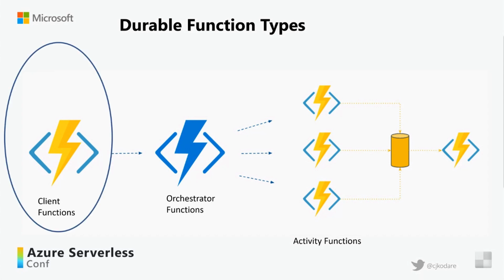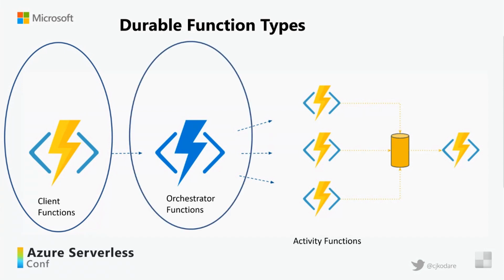So client functions are like the starter functions. They kickstart the orchestrator. It is the starting point of the orchestrator. It can be an HTTP trigger, a blob trigger, or a service bus trigger.